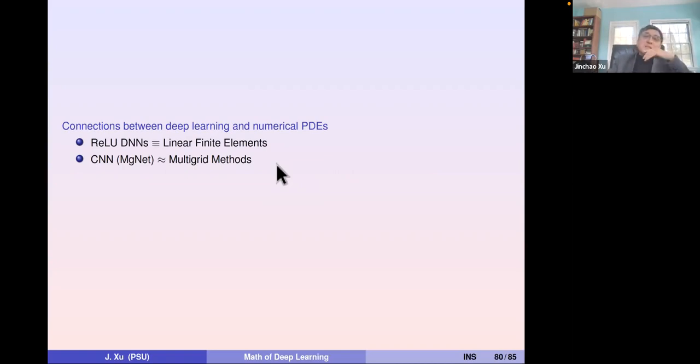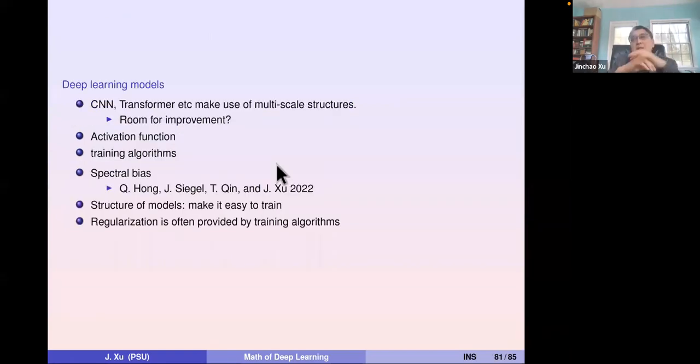I was hoping to turn my understanding into the design of deep learning. In deep learning, the main thing is the model, for example, CNN and transformer. One of the main things is that they use multi-scale structures. The question is, do you use the multi-scale structure in the optimal way?